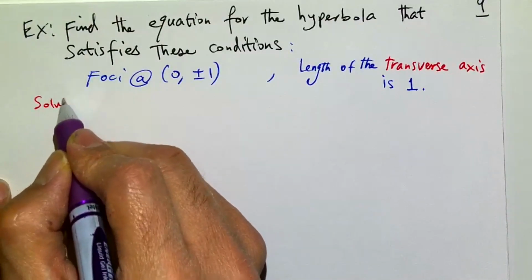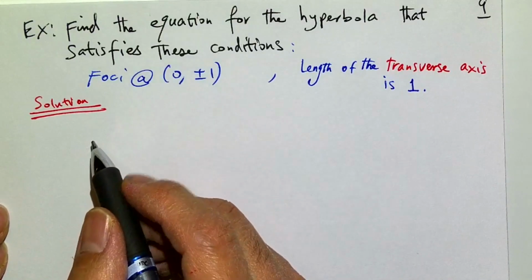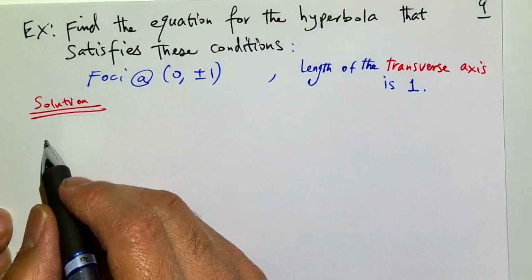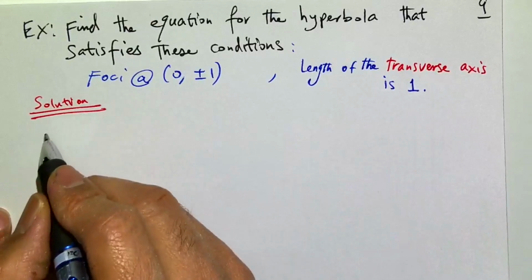Okay, so given that information, we want to find the equation of the hyperbola. So solution. Okay, so we have, let's see. First, let's remind ourselves what transverse axis is.